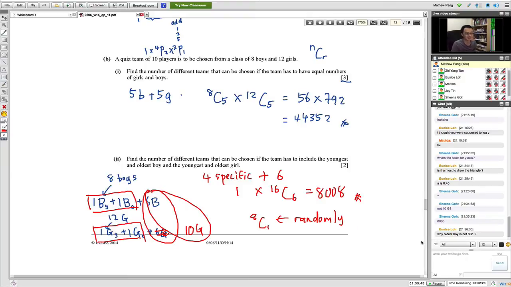So whenever they want a particular person, you just take it out. When you take it out, it's just one way, because you need to specifically take that one. If you do XC1, it means you randomly choose one, and you cannot make sure it's the oldest, youngest or a normal one, because you choose it randomly. Can you understand, Eunice? Okay, if you understand, I'm going to move on.